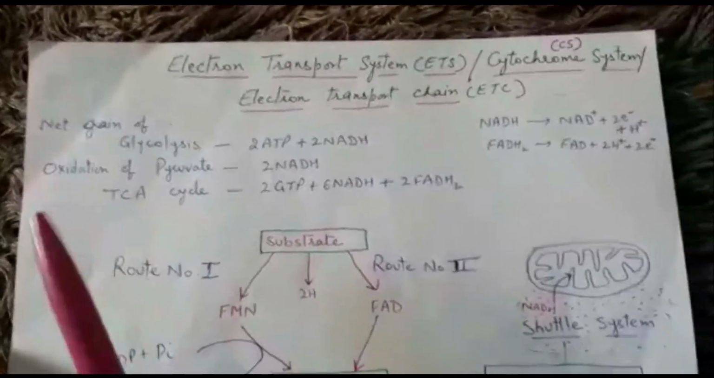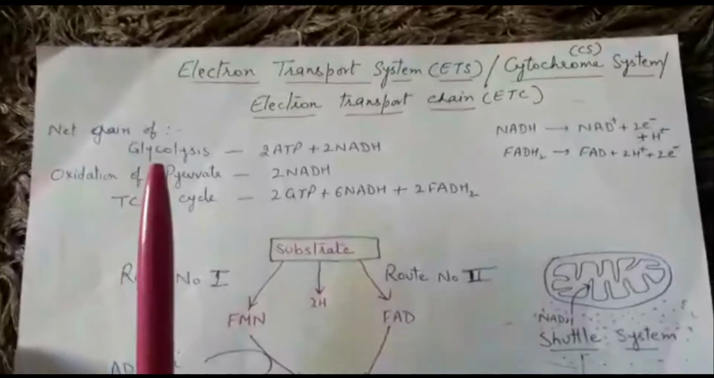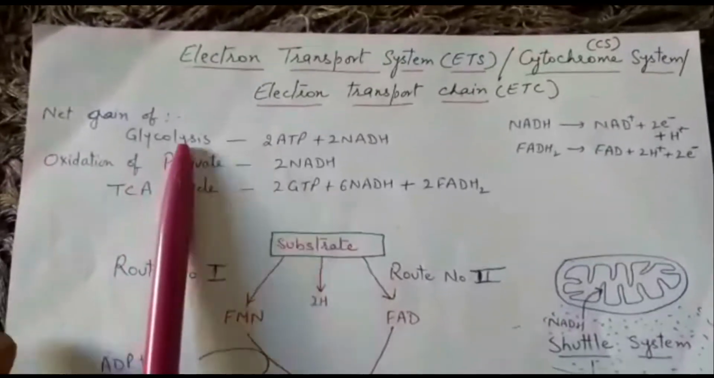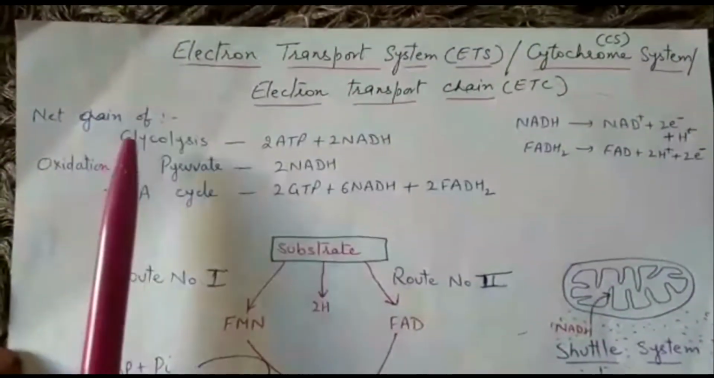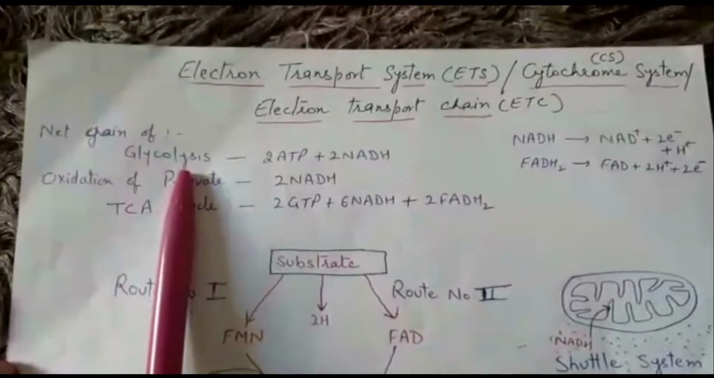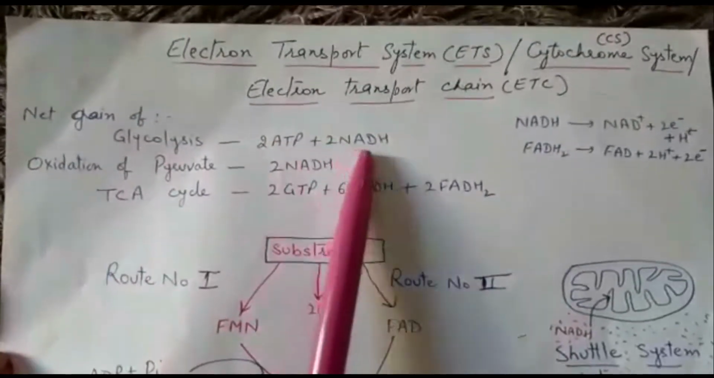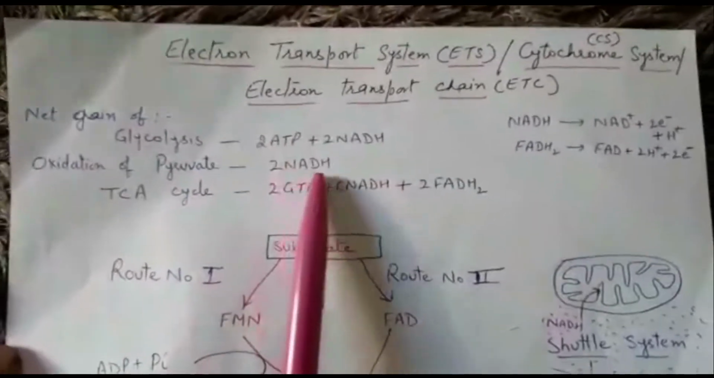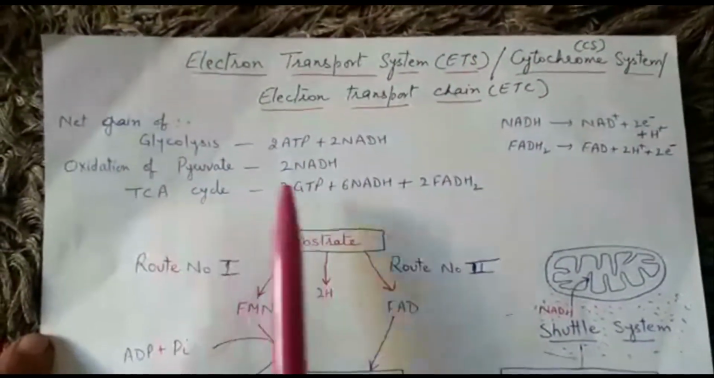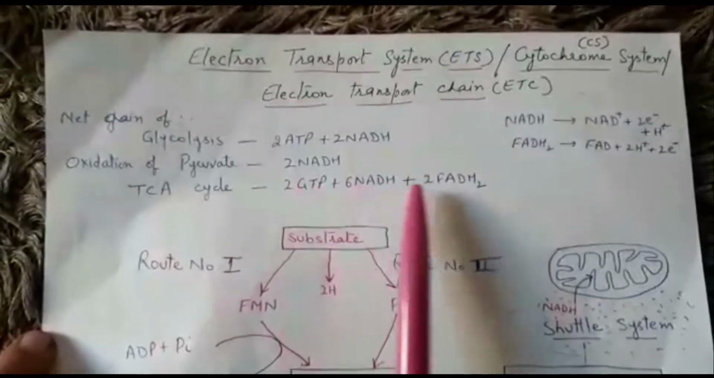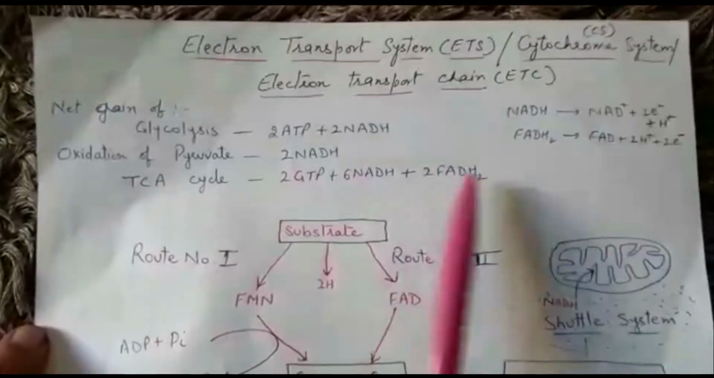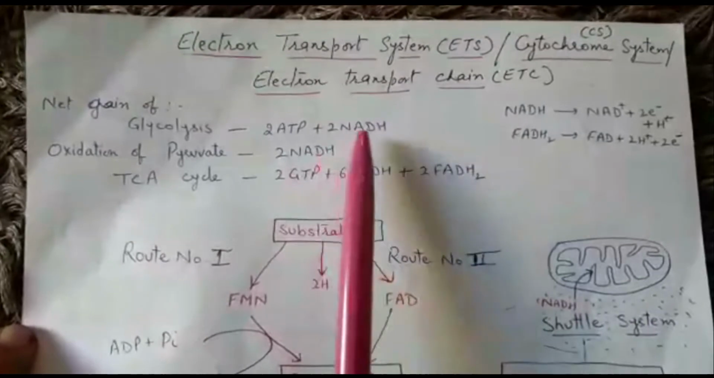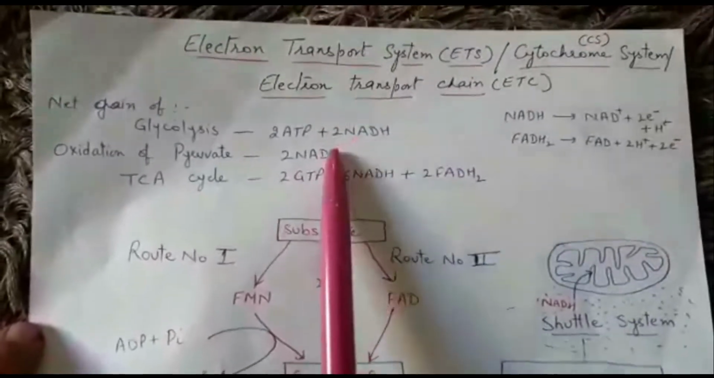We have studied carbohydrate metabolism, under which we have studied breakdown of glucose, which occurs in 3 steps. As I have already told you, the net gain of glycolysis was 2 ATP and 2 NADH. Oxidation of pyruvate, which was the second step, gave 2 NADH, and in the TCA cycle 2 GTP, 6 NADH and 2 FADH2 are formed. These reduced coenzymes are also a source of energy.